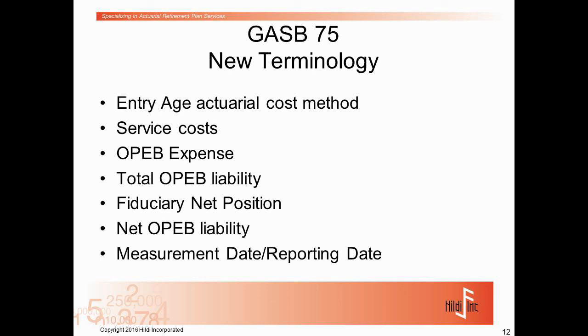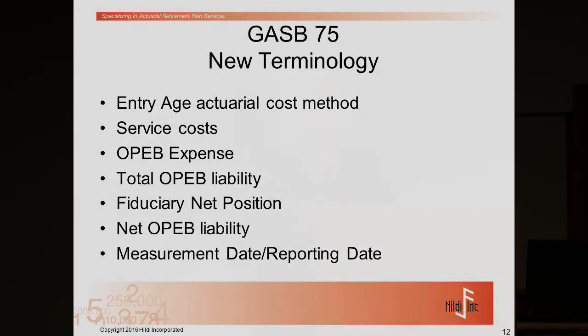Instead of just calling things accrued liability or unfunded accrued liability or assets, they've put some special names on them. Now your accrued liability is the total OPEB liability. Assets are fiduciary net position. And then your unfunded accrued liability is the net OPEB liability. So your total OPEB liability minus your fiduciary net position is your net OPEB liability. Those are some of the new terms you'll have to get used to as we go forward.